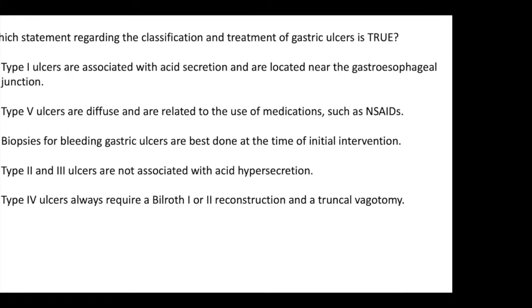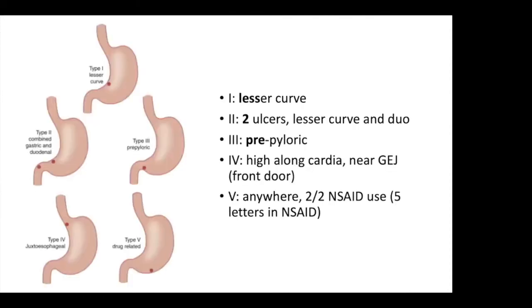So gastric ulcers are classified according to their location, as well as the role in acid secretion. Tommy Brown had a pretty good mnemonic for this one. So one, you just have one ulcer, it's on the lesser curve. Two, two ulcers on the lesser curve and in the duodenum. Three, try to remember it by being pre-pyloric. And then four, you would always say like near the front door, so high along the cardia or near the GE junction. And then five can be anywhere, and they're usually secondary to NSAID use. The way he remembered that one is he said NSAID had 5 letters in it, which I think is a pretty good way of remembering.